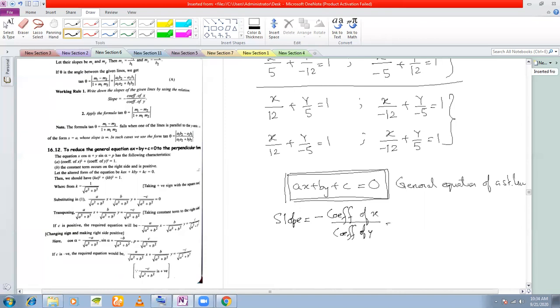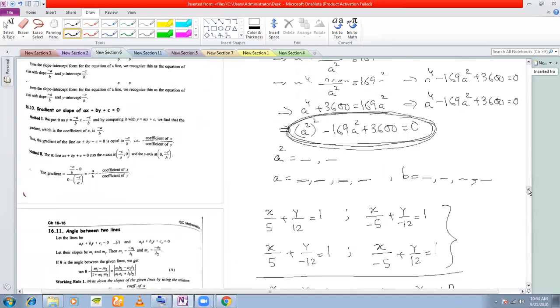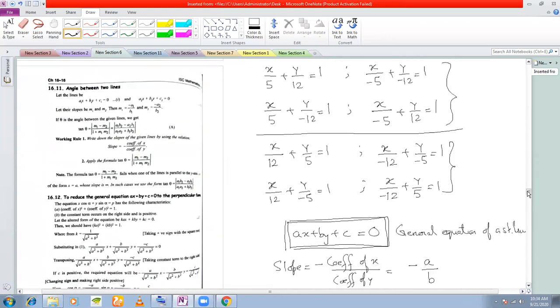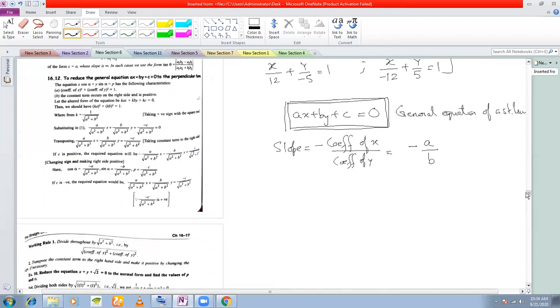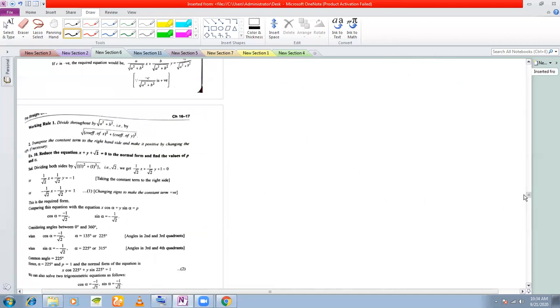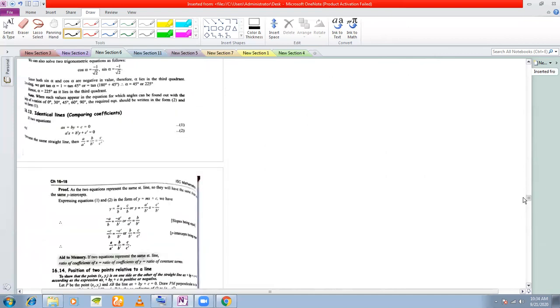Okay, this I have already mentioned. So the coefficient of x here is a and the coefficient of y here is b. So the slope of the straight line is clearly minus a by b. And the angle between the straight lines I have also mentioned. And the reduction of the general equation to perpendicular or normal form I have also mentioned to you.